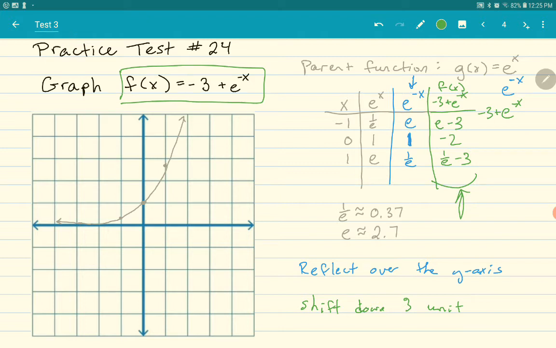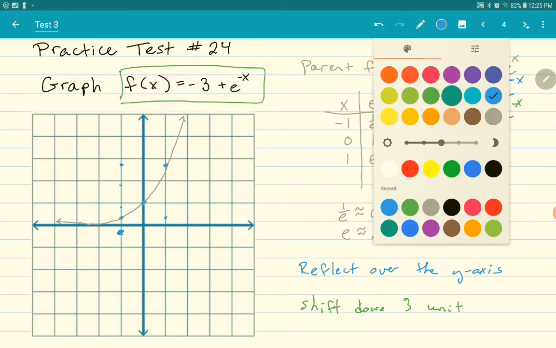So reflecting, I'm going to do that one first. So first, if I think about reflecting over the y-axis, then this point changes to here. And this guy changes to here. And this guy will still be there. But they also have to shift down. So shifting down 3 units from there, I go 1, 2, 3. So that means my point is actually here. I'll do that one in green.